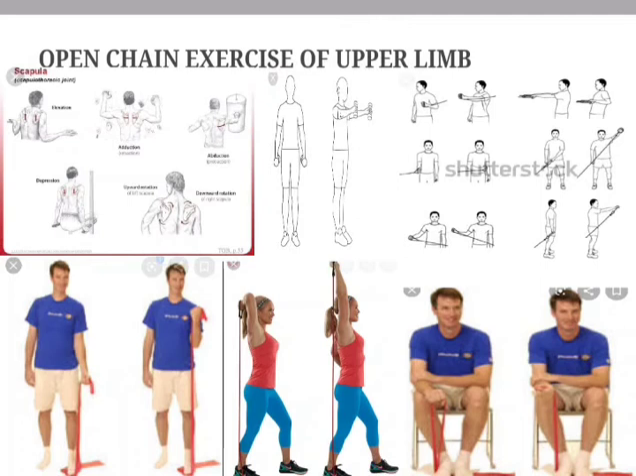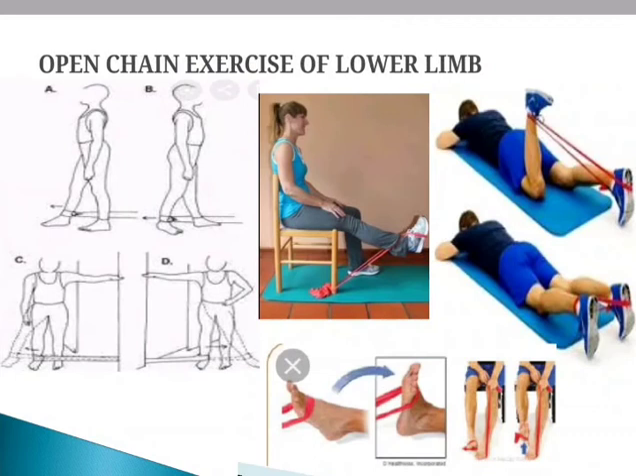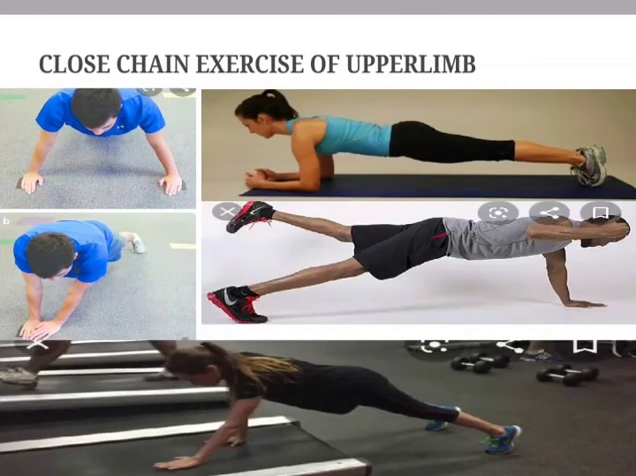In progressive open kinetic chain exercise, these use TheraBand. We can give resistance with a single movement, as we discussed previously. You can see hip movement, knee movement, and ankle movement in open chain exercise. Then you go for closed chain exercise. These are the starting phase of closed chain exercise.